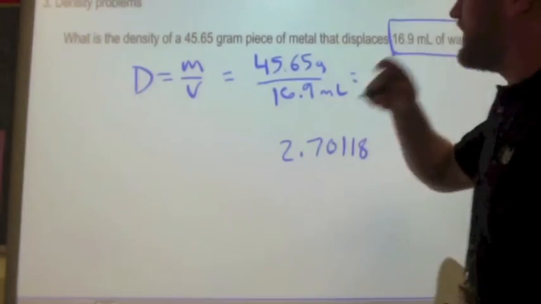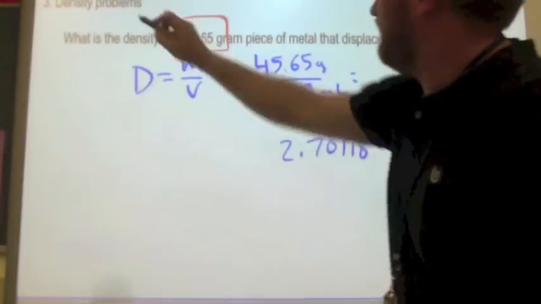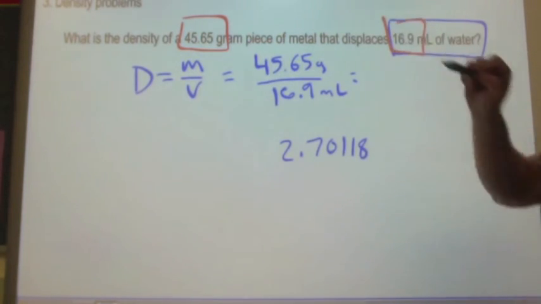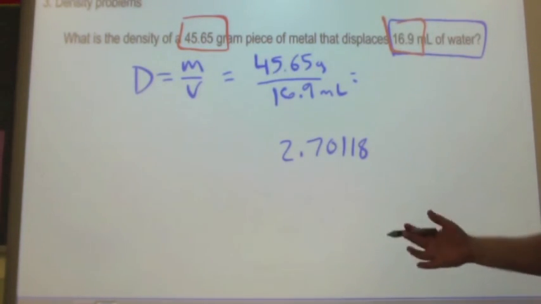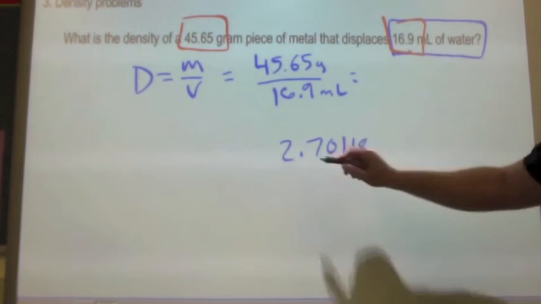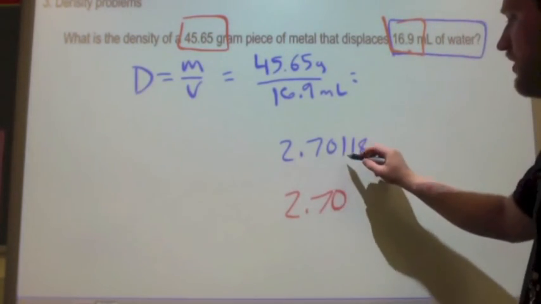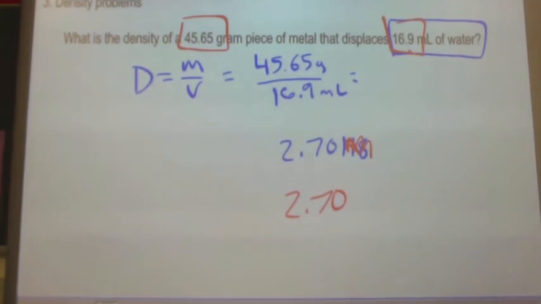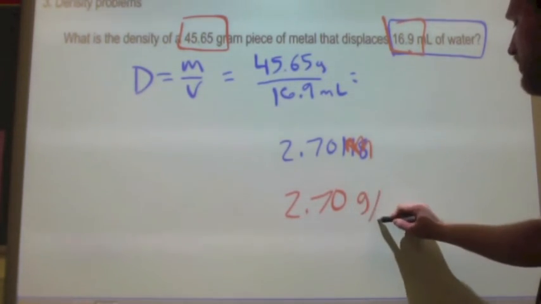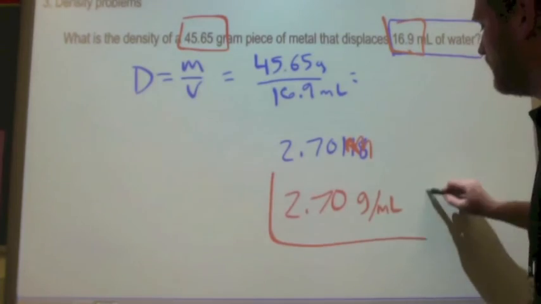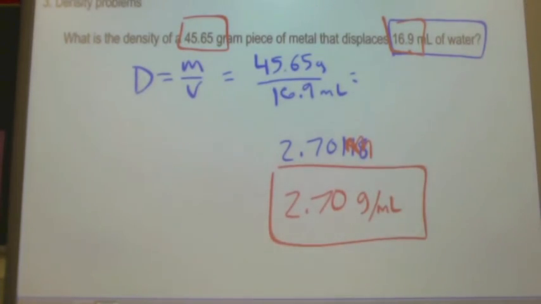So with this, we look at the problem and we say 4 sig figs, 3 sig figs. What's our answer limited to? 3 sig figs. Let's turn that into 3 by saying 2.70. So these are going to just get cut off. And our unit for that is going to be grams per milliliter. I believe that's going to be aluminum.